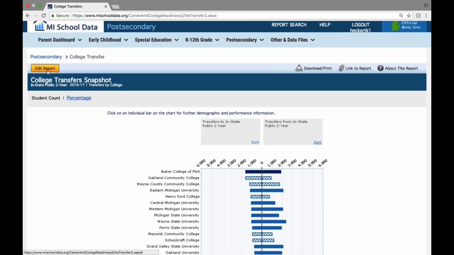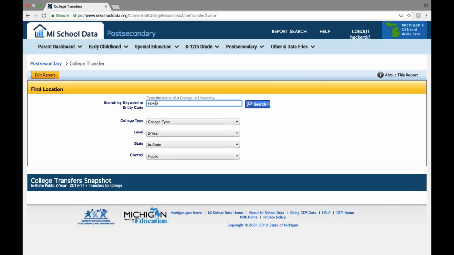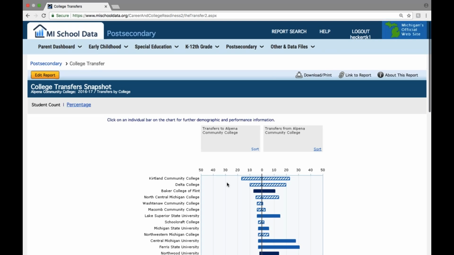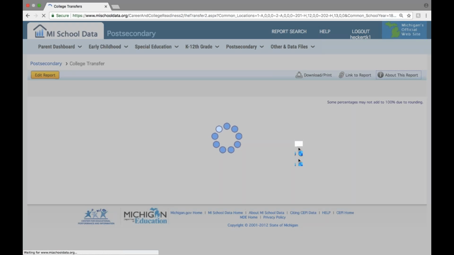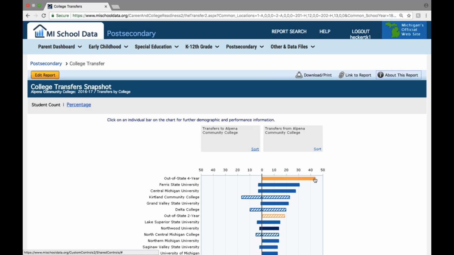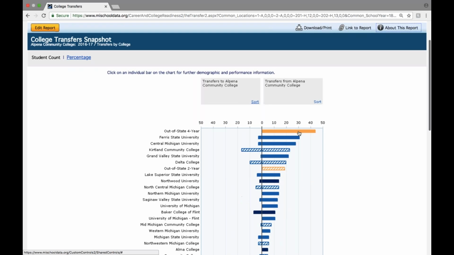But what I want to jump to is an actual school for a little bit more context. And again, I'm not picking on Alpena, it just comes up first. All right, so again, these are students leaving and transferring out of Kirtland Community College and transferring to Alpena Community College on the left side of the graph. And now I can sort. So if I'm interested in who's leaving Alpena Community College to enter another community college or university, this is where I'd find that information, and I can resort it. So what I'm learning here is that, in terms of market share, most of the transfers are actually leaving and going out of state to a 4-year, 44 students.